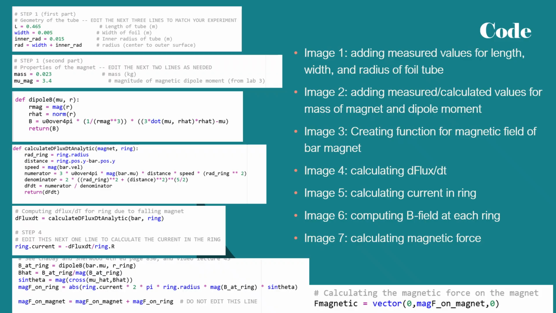So here are some images of my coding. Image 1 at the top is adding the measured values for length, width, and the radius of the foil tube into the program. Image 2 is adding the measured and calculated values for the mass of the magnet and the dipole moment. The dipole moment we found in lab 4. Image 3 is creating a function for magnetic field of the bar magnet. Image 4 is calculating the derivative of the flux with respect to time. Image 5 is calculating the current in the ring. Image 6 is computing the B field at each ring, and image 7 is calculating the magnetic force.